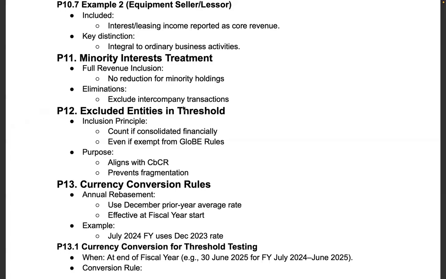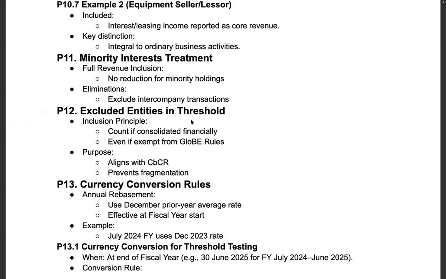Eliminations exclude intercompany transactions. Yes, intercompany transactions only, but if you really think about it, that has nothing to do with minority interest. So if there was a subsidiary and a parent, and there was an intercompany transaction, then yes, the elimination is allowed. Intercompany transaction elimination will very much be done.